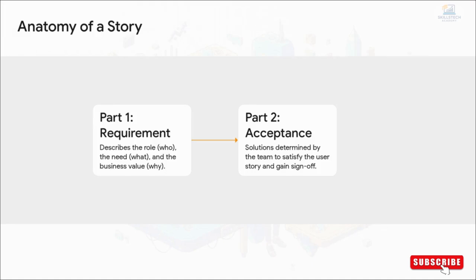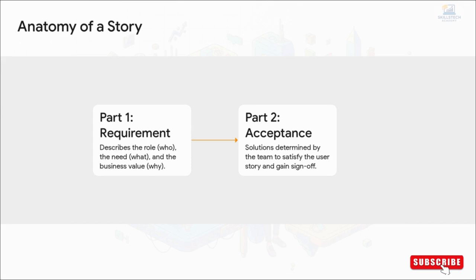Now, every good user story has 2 key ingredients. First is the requirement itself. That's the part that spells out the who, the what, and the why, just like in our shopper example. But, and this is super important, you also need the second part, the acceptance criteria. For that search story, the criteria might be things like results must show up in under 1 second, or it has to handle common misspellings.